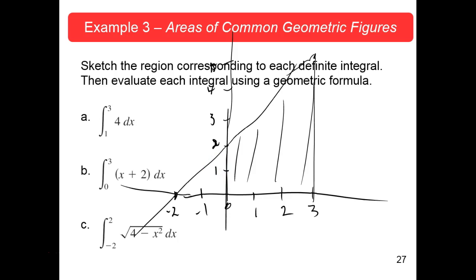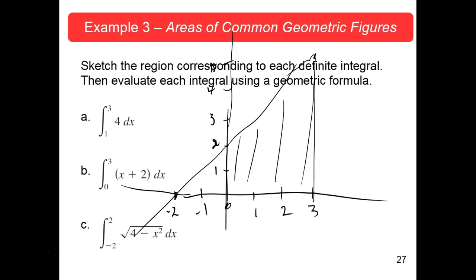So what's the area of the bigger triangle? What's this base? 5. Its height? 5. 5 by 5 is 25, and half of that would be 12 and a half. So the area of this big part is 12 and a half. Now let's take this little triangle. What's its base? 2. Its height? 2. 2 by 2 is 4, and half of that is 2. So 12 and a half minus 2 would be 10 and a half. So that should be the area there.